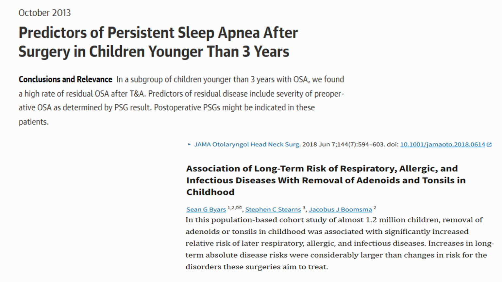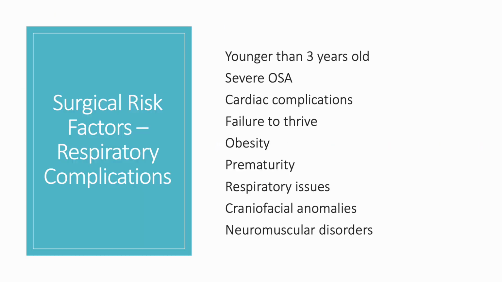There's an estimated 13 to 29% residual sleep apnea post-operation. Again, OSA is a combination of things, not just the tonsils. Despite all this information, know that a TNA, a tonsil and adenoidectomy, is the first-line treatment for sleep apnea in pediatrics. Just know that for the exam.